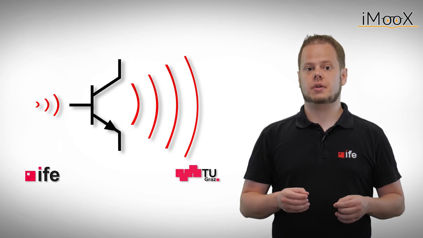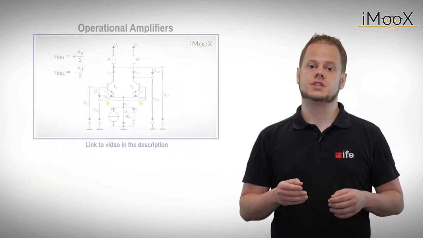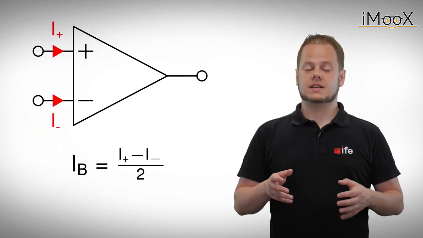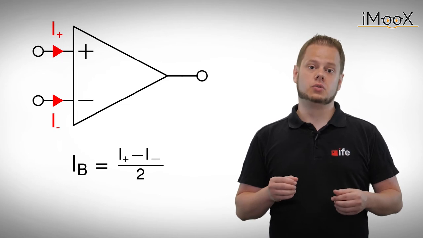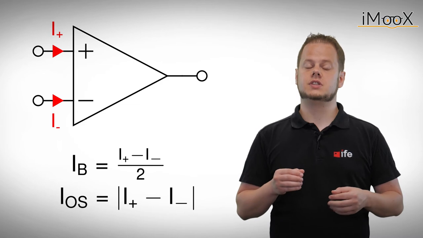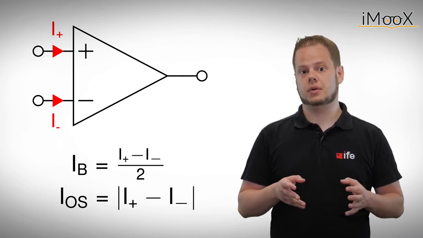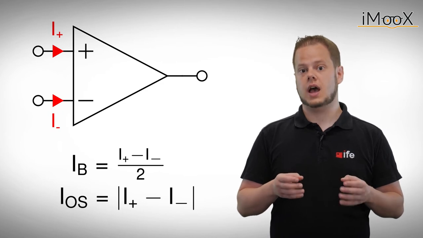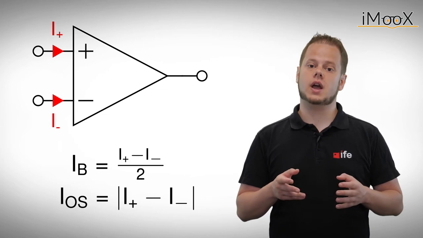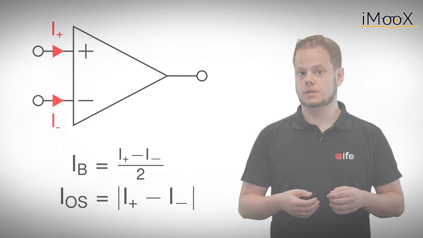Bias and offset current share some similarities with the common mode and differential mode voltages we talked about in one of our previous videos. The bias current gives the mean current flowing into and out of both inputs. The offset current is the difference between the two input currents. This means that half of the offset current flows into one input and out of the other one. Providing the input currents this way allows us to analyze certain effects in our circuit more conveniently.